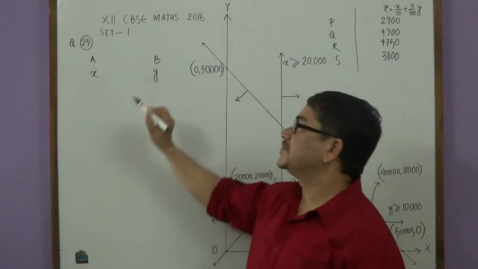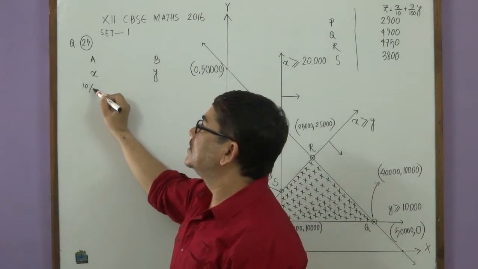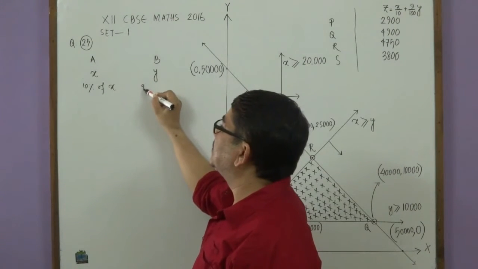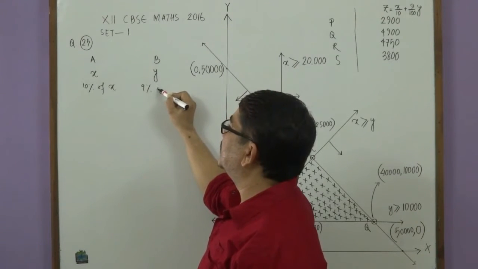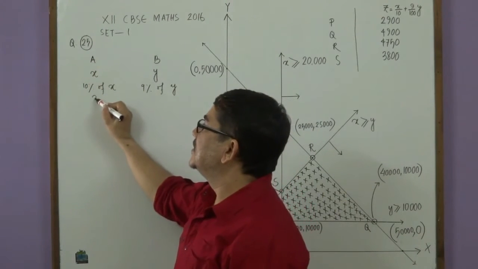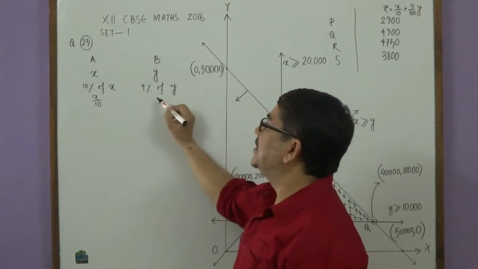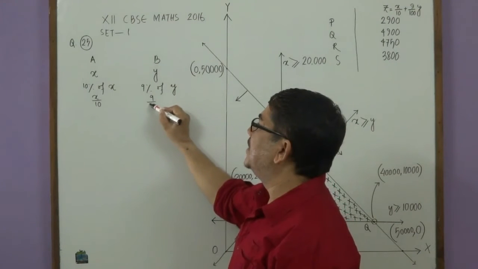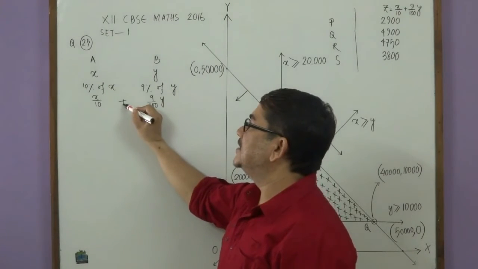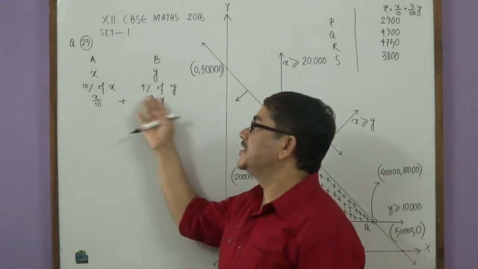According to the question, he gets 10% return from bond A and 9% return from bond B. So from A he gets X upon 10 rupees, and from bond B he gets 9 upon 100 times Y rupees. So total he gets this much rupees as return. He wants to maximize this.